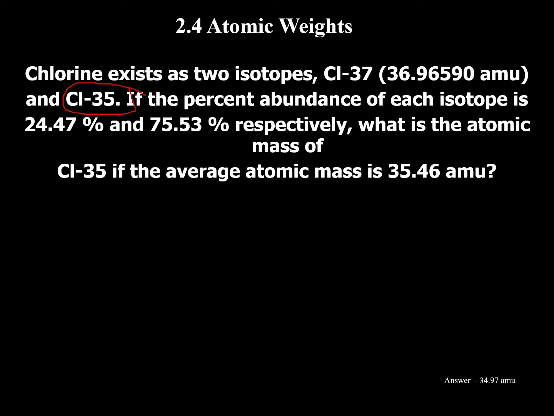In this case, you have 36.96590 multiplied by its percentage, 24.47. However, we said you have to convert it to a decimal, so you divide by 100 to give us 0.2447.